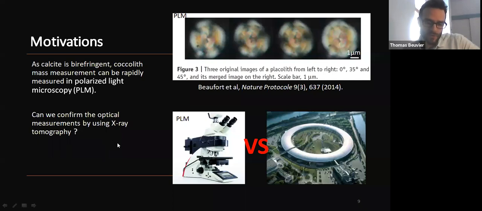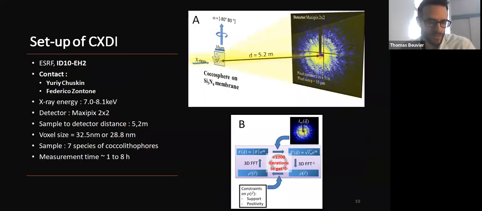So our first objective was to check by another technique, that is to say by tomography, that the measurements of the mass done by PLM were correct. So our objective is to check that the measurements of the mass of the coccolith are correct. And we use tomography. In particular, we use CXDI. So CXDI is one type of nanotomography. It's for coherent X-ray diffraction imaging.